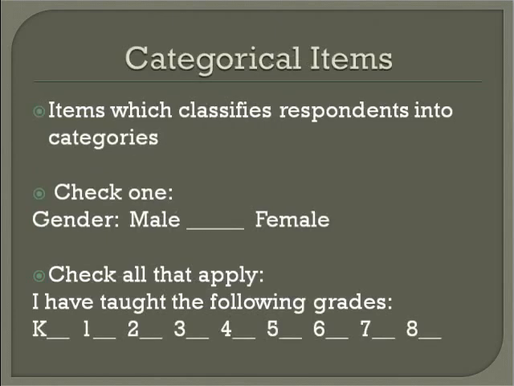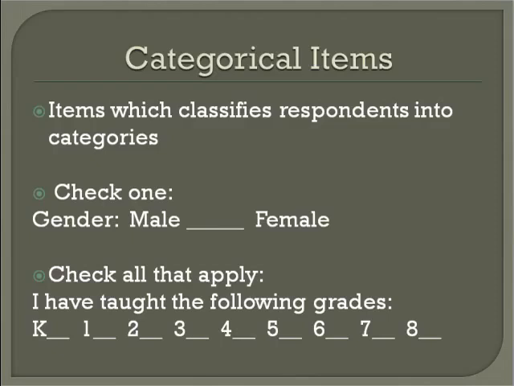I've given you two examples of categorical items. In the categorical items, generally there's either the option to check only one item. For example, if you have gender, you're either male or female, so you can check one or the other of those. But you might have items where more than one category applies.